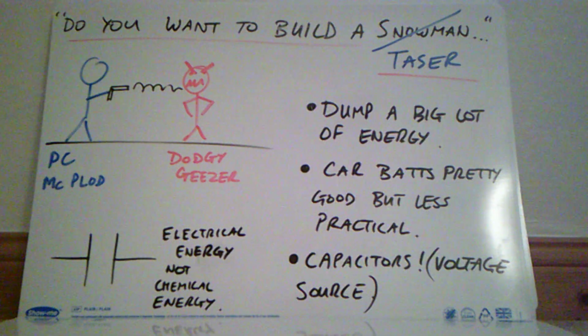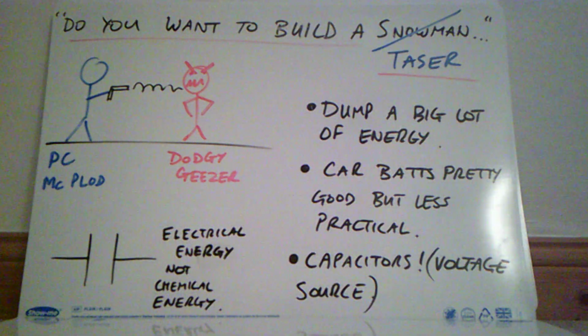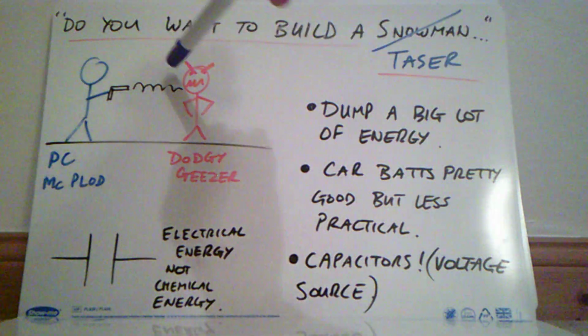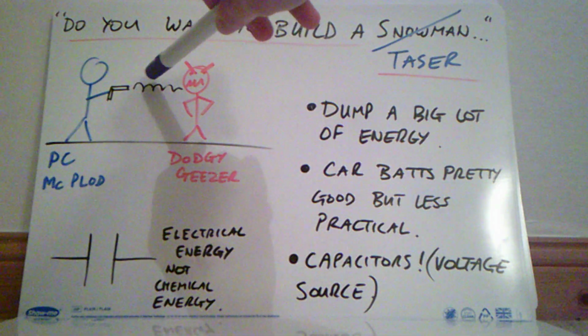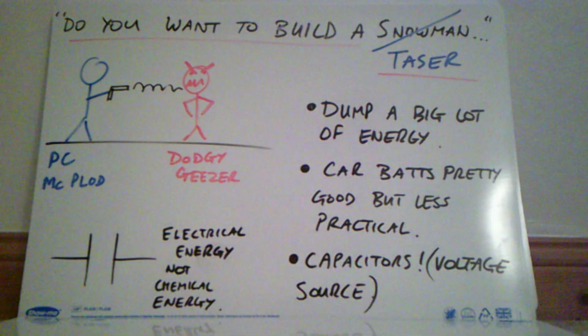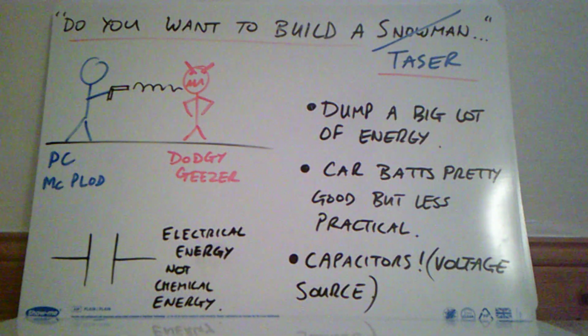Right, moving on to capacitors. So let's say you want to build a taser. The police force carry tasers now. They're those yellow gun-shaped things, but they don't shoot bullets. What they shoot out is a little steel prong, and there's a wire which trails behind, and it's actually part of a circuit. So here we've got PC McPlod, and here we've got Dodgy Geezer, and PC McPlod fires a taser out at Dodgy Geezer and hits Dodgy Geezer with a huge amount of voltage, and he goes down.